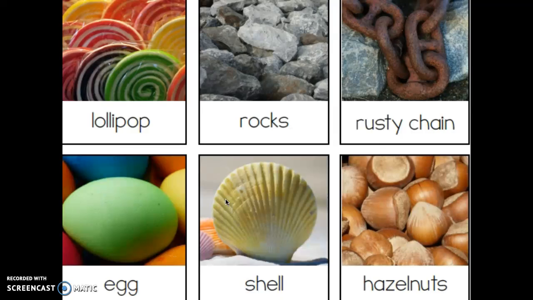The next picture is a picture of rocks. Talk with your buddy. Are the rocks hard or soft? Are they rough or smooth? Can you tell just by looking at them?